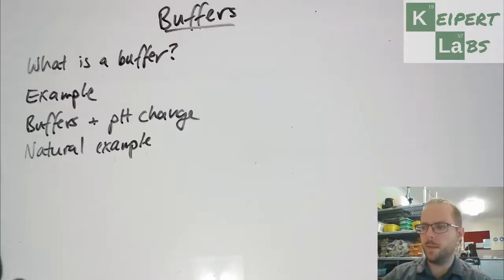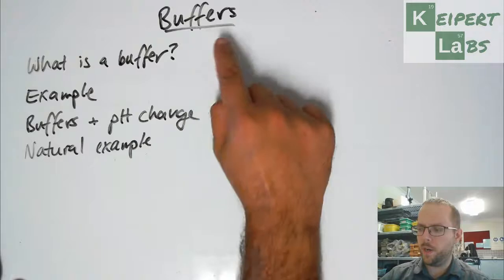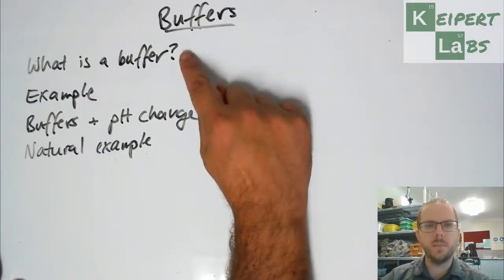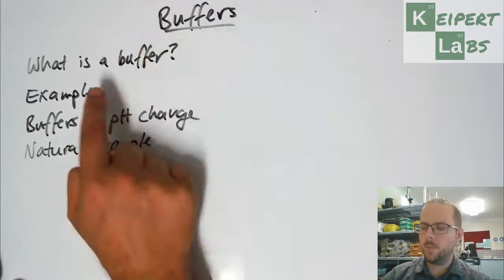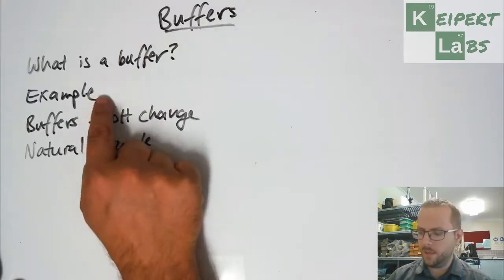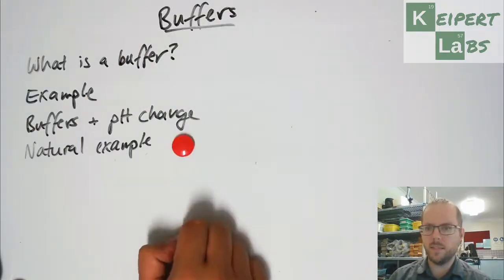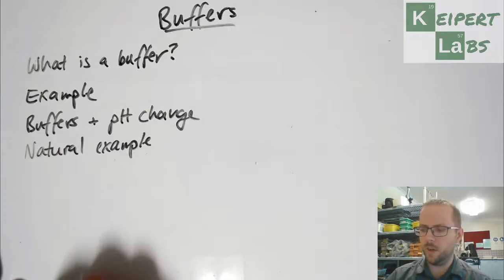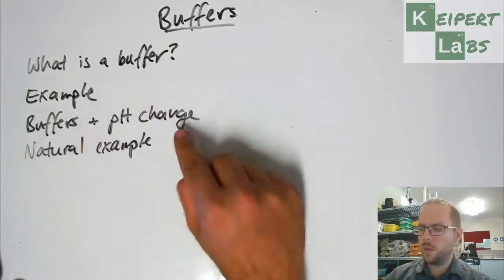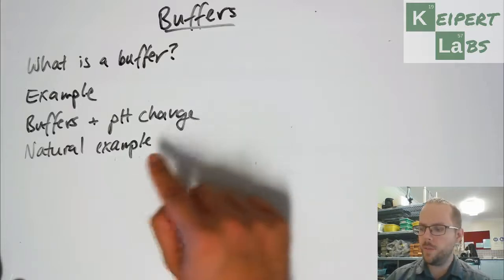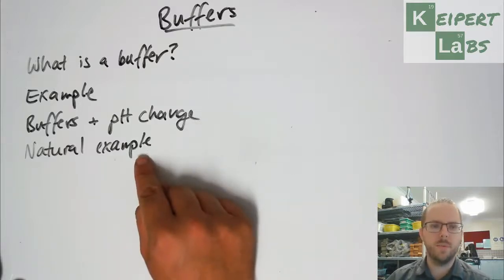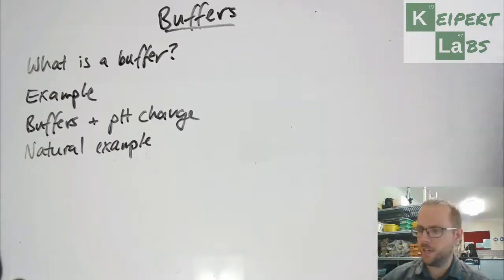Today we're going to be talking about buffers. So we're going to start off by asking ourselves, what is a buffer? How would we define that? I'm going to go through a particular example, using these coloured buttons that you've seen before to illustrate how this works. We're going to talk about how buffers can work to minimise pH change in a system. And then we're going to go through a quick natural example about where we can find a buffer. All right, let's get into it nice and quickly.